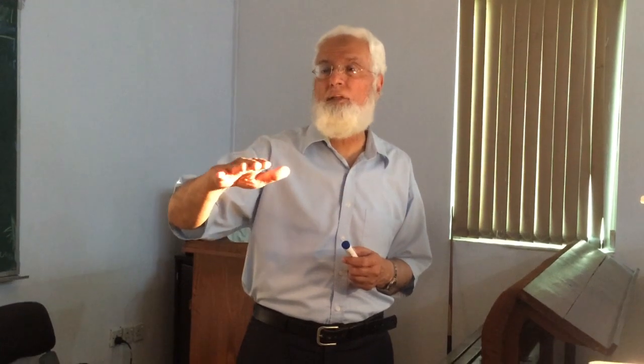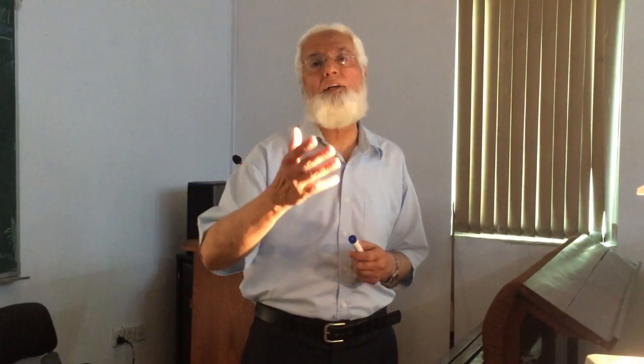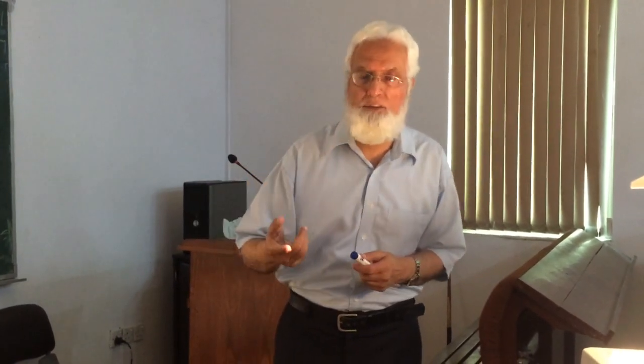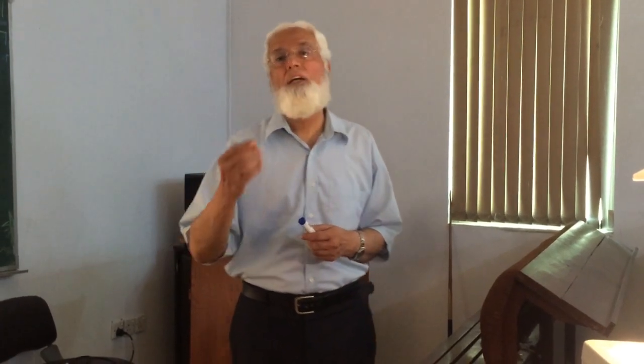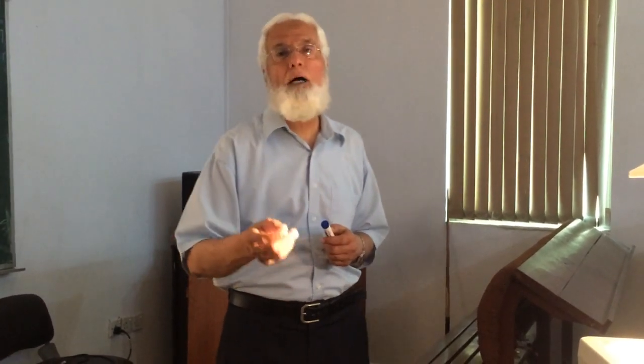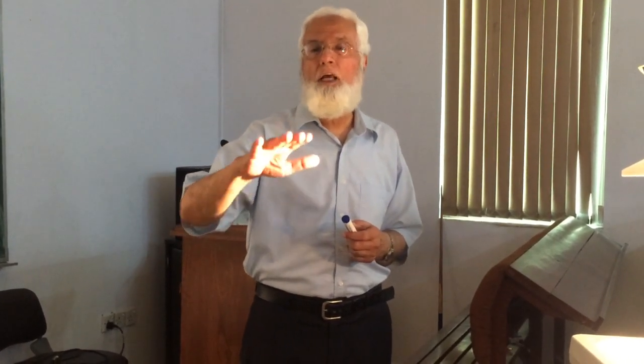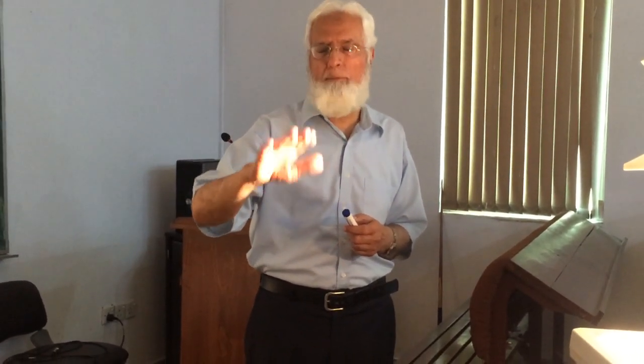Now contralaterally, sensations carried by the spinothalamic tract are damaged 1 to 2 segments below the level of hemisection. So on the contralateral side, the sensory loss is of sensations carried by the spinothalamic tract, but this loss will be 1 to 2 segments below the level of hemisection.